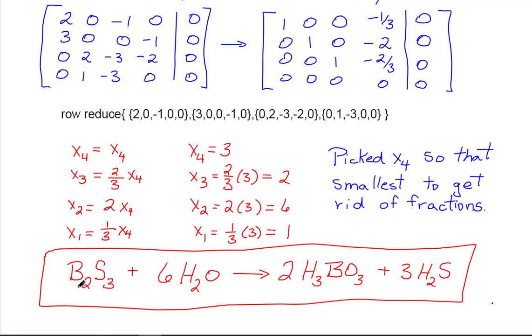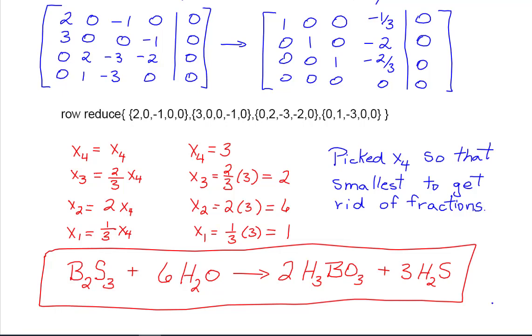If you want to check, 2 B's. Yes, 2 B's. How many H's? Let's see here. I've got 6 and 6, 12 on this side. And 6 times 2 is 12. 6 oxygens, let's see, where's that? 2 and 3 of them here, so there's that. 6. 3 S's and 3 S's. So yes, it does balance.